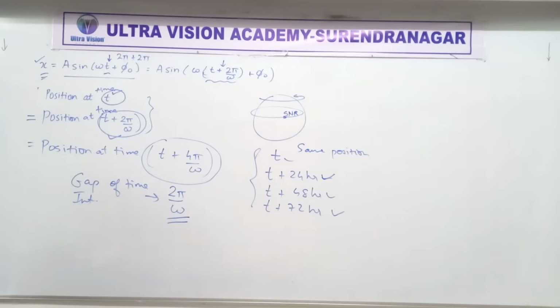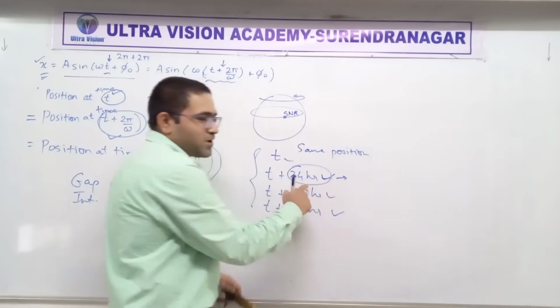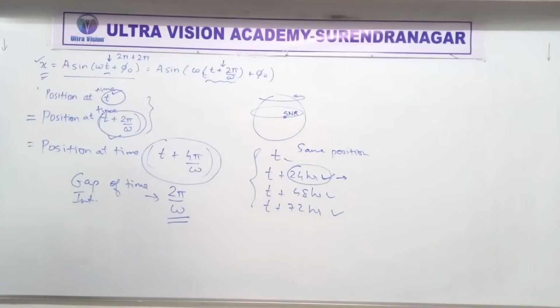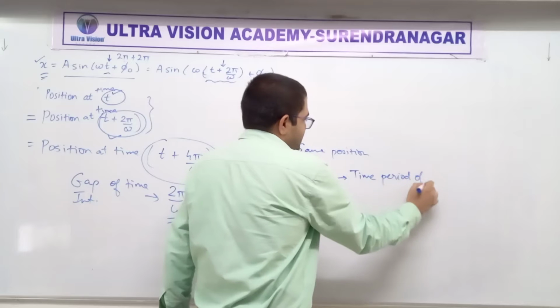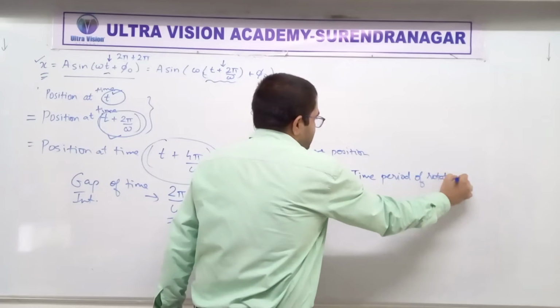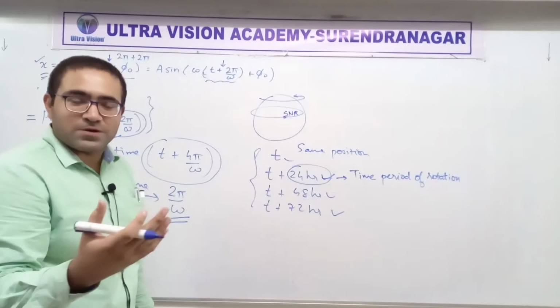Okay, continue. So what does this mean? Just like here, what is 24 hours called for Earth? Time period of rotation. Very good. This is the time period of its rotation. Clear? That means when it's rotating, after 24 hours, everything will be back to what it was, right?